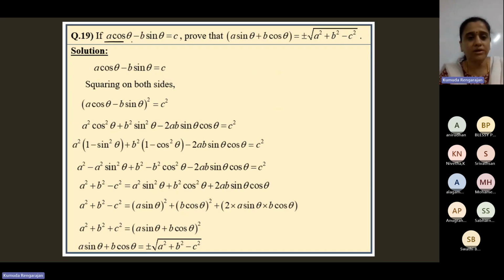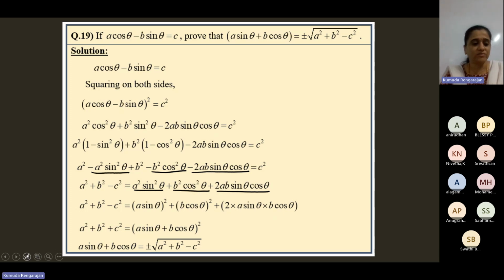Here is the other method where you take this equation, square on both the sides. So you have cos square theta and sine square theta. Cos square theta is 1 minus sine square theta. Sine square theta is 1 minus cos square theta. Then, so you'll have to multiply, open the brackets. Okay. Then you can see here A square plus B square minus C square. All right. See, this is what you'll have to prove. You have A square here, you have B square here, you have C square here. So A square plus B square, and you transpose minus C square. And take the remaining terms to the other side. So this one to the other side as plus A square sine square theta. This one to the other side as plus B square cos square theta. And this one to the other side as plus 2AB sine theta cos theta.